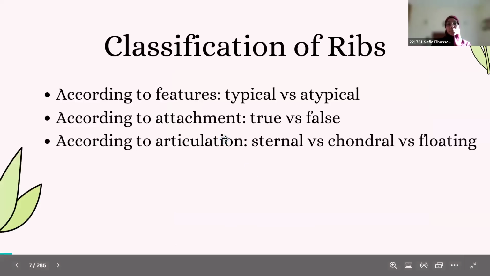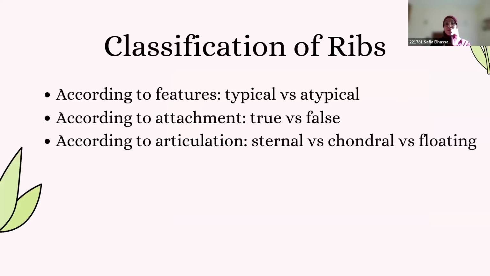So when it comes to the ribs, we can classify them according to three different classifications. We can classify them by features, so they would be considered typical or atypical. We can also classify them by attachment, so they would be considered true or false. And we can also classify them by articulation, so that would be sternal versus chondral versus floating.